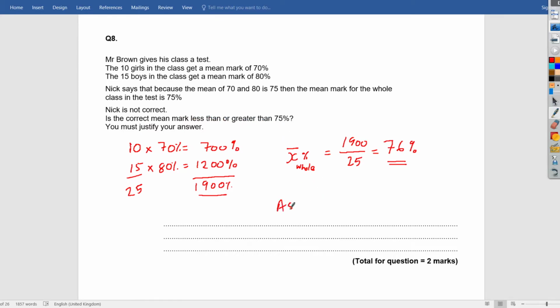Just say, as shown above, the mean mark is greater than 75%. Okay, two marker.